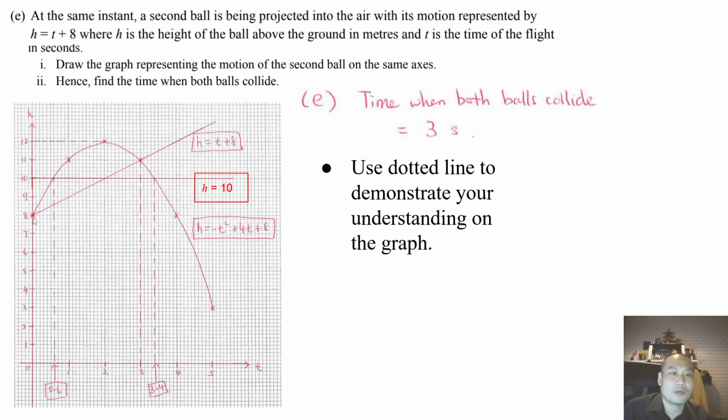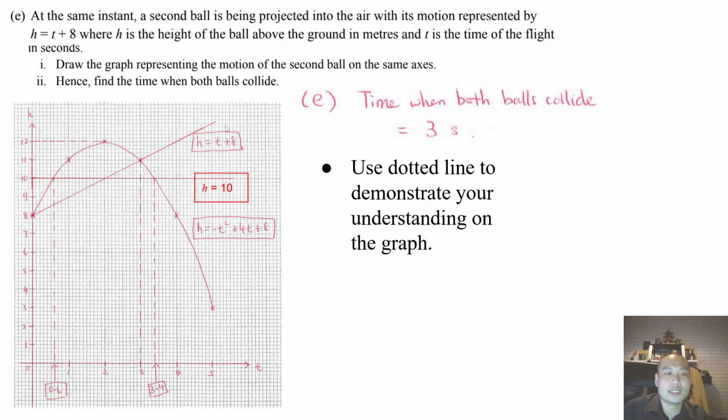So what they want us to do, they want to draw this h equals t plus 8 on the same axis, that means on the same graph. So this is the line. It's a straight line, and I'm sure you have learned how to draw a straight line by now. You actually learned it in secondary 1. So here we go, draw this straight line, and label it.